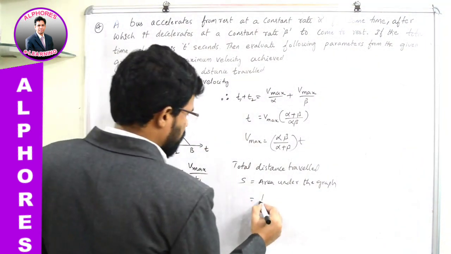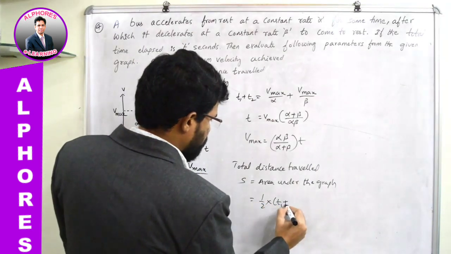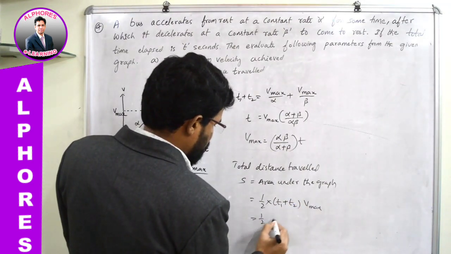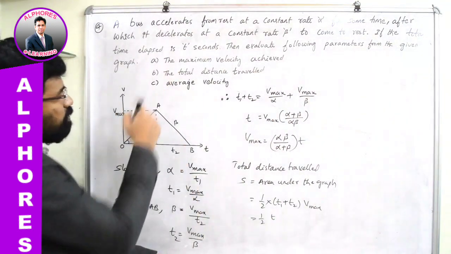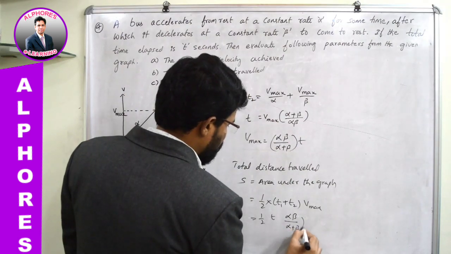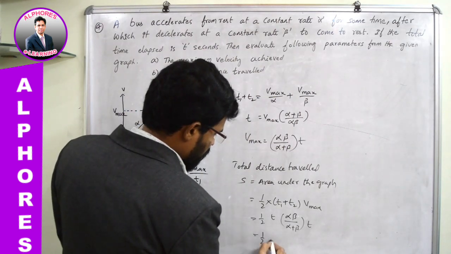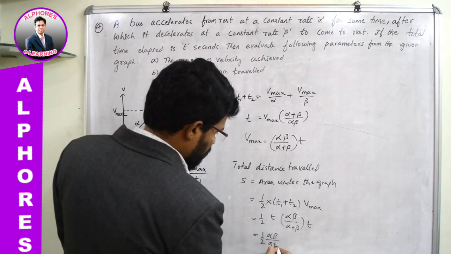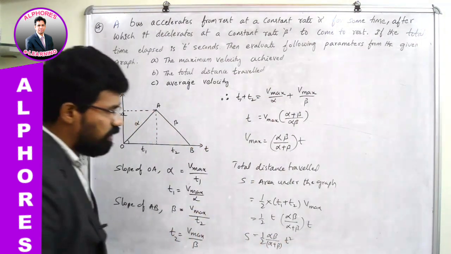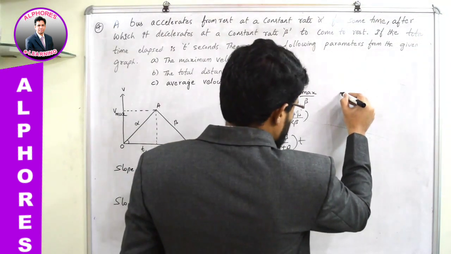What is the area of a triangle? Half into base into height. What is the base here? T1 plus T2, which is the total time elapsed, T. And what is the height? Maximum velocity. And V maximum, we have just derived, is alpha beta by alpha plus beta into T. So with T, I will have T square. So half alpha beta by alpha plus beta into T square. This is the expression for total distance traveled. Now what is the last one? Average velocity. How can this average velocity be calculated?